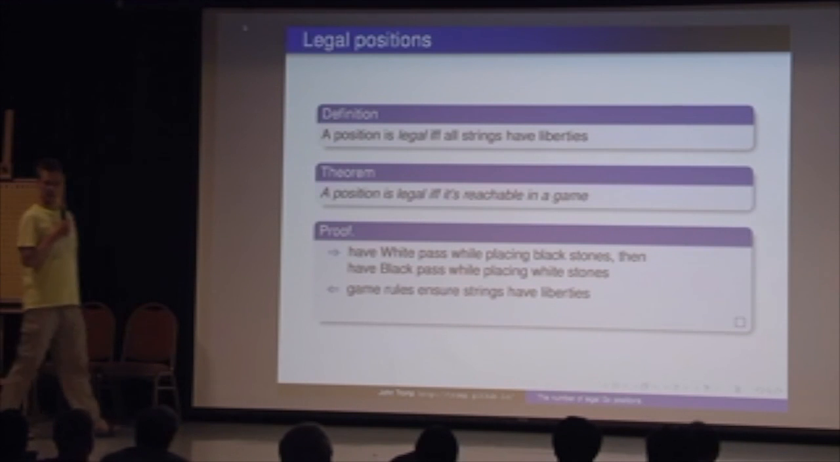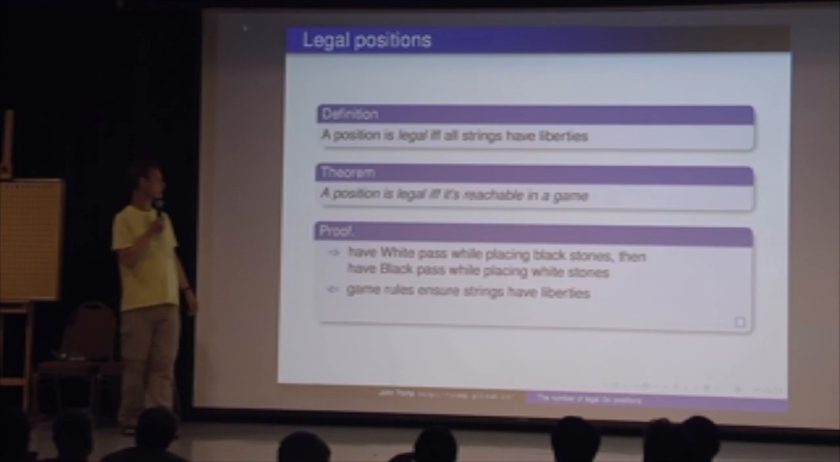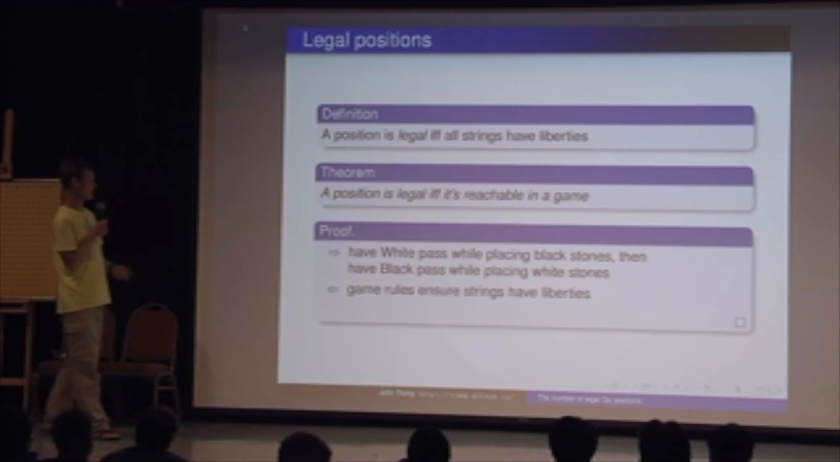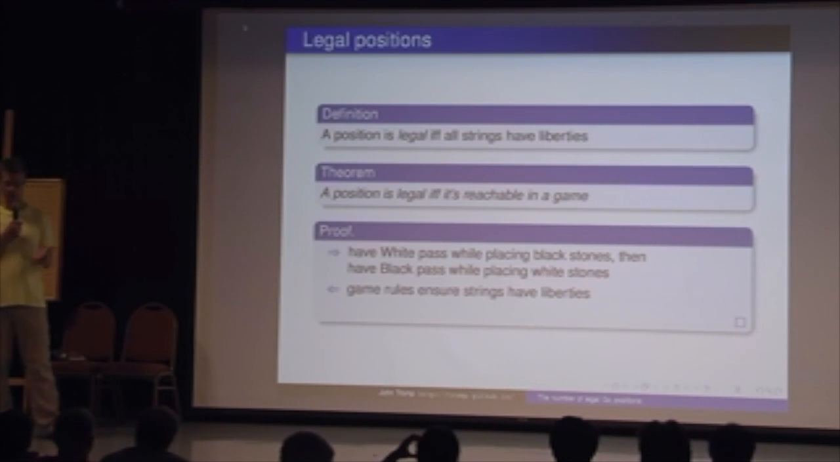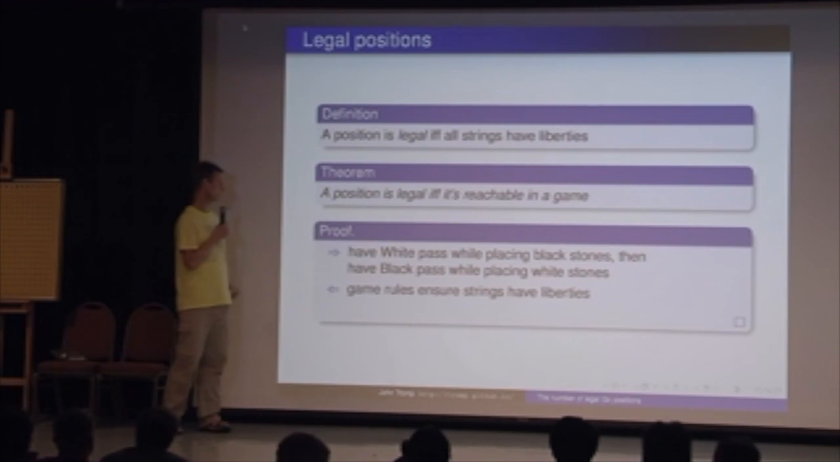Next topic, legal. What is legal? Well, a position is legal if and only if all the strings have liberties. And the reason for this definition is that this corresponds exactly to the positions you can reach in a game, as stated by this theorem.